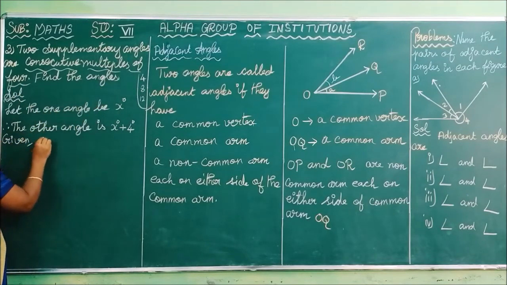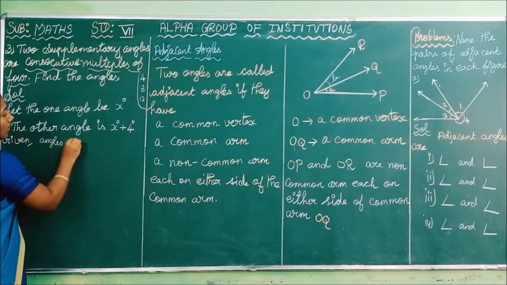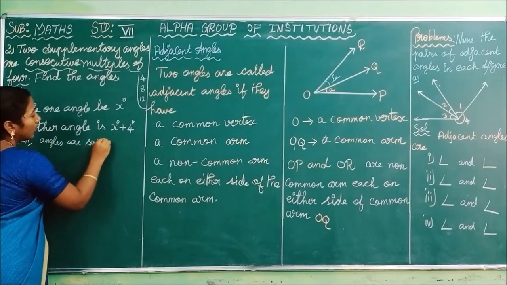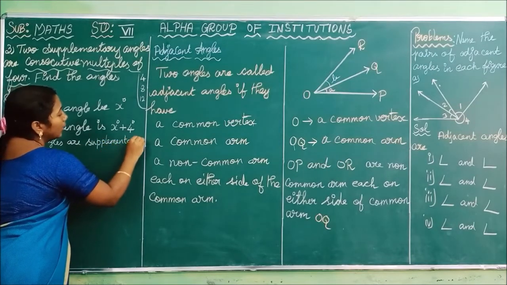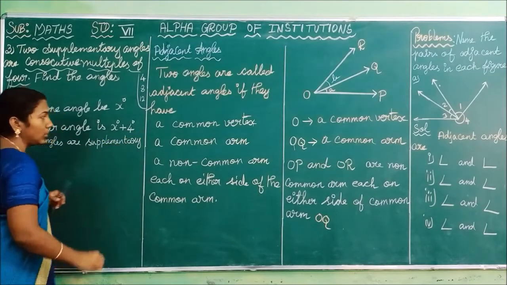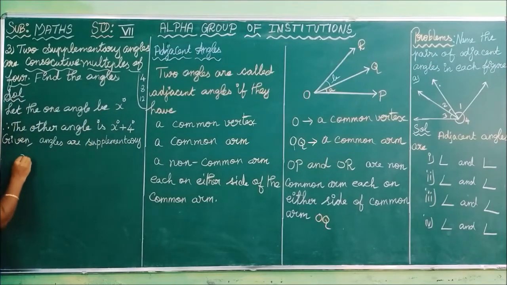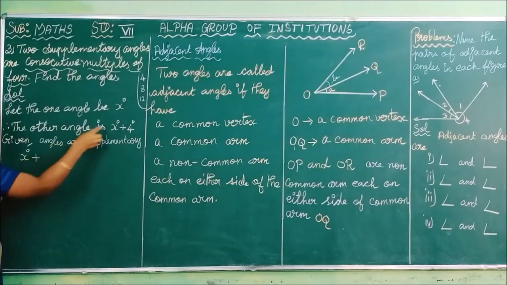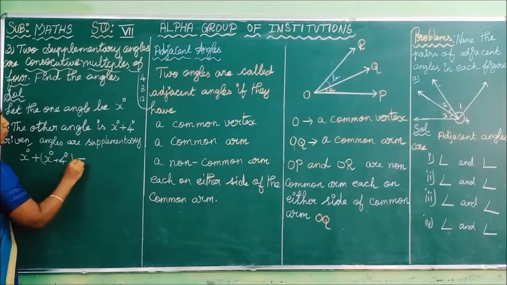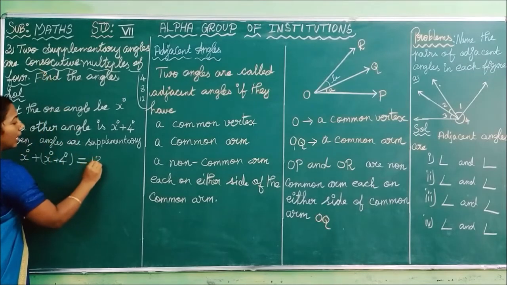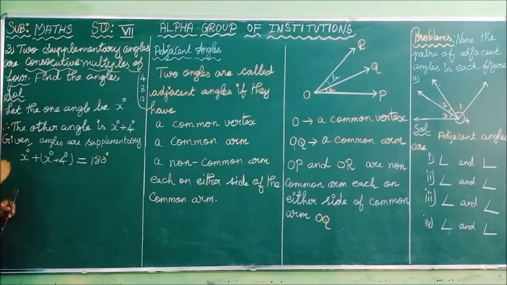Since the given angles are supplementary. Supplementary means what? If you add two angles, it gives the sum 180 degrees. So what are the two angles? One angle is x degree and another angle is x degree plus 4 degree. If you add these two angles, your answer is 180 degree as per the data given in the question. So we have to find the value of x.